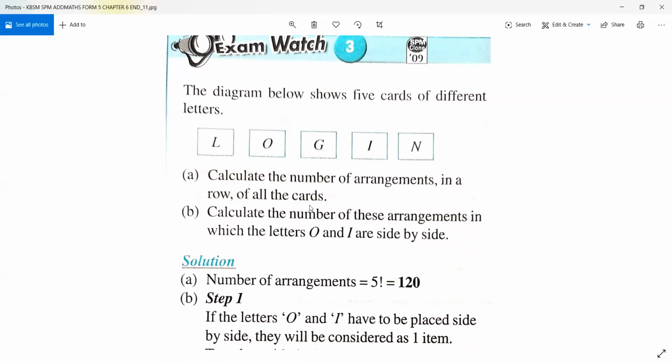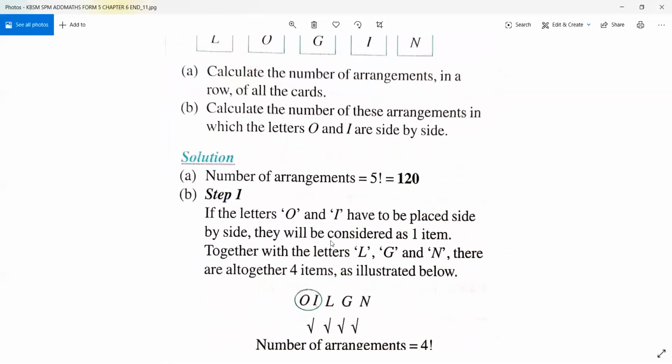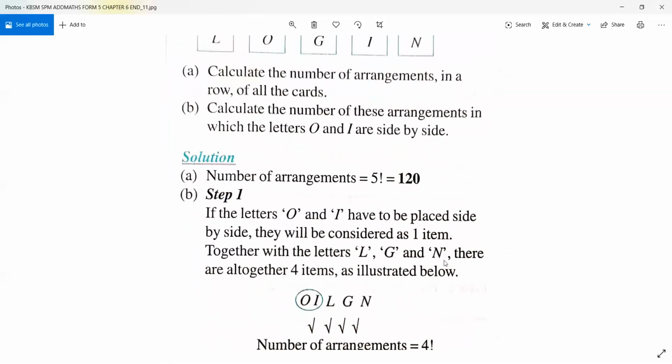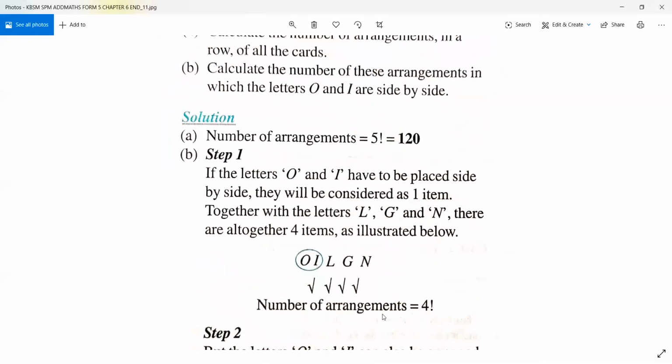B, calculate the number of this arrangement which the letter O and I are side by side. Okay, means the O and I has to be together. L, G, N you put anywhere. So if the O and I is side by side, then they will be considered as one item. So together with letter L, G, N, they are all together 4 items. So like this. So the number of arrangement is 4 factorial.